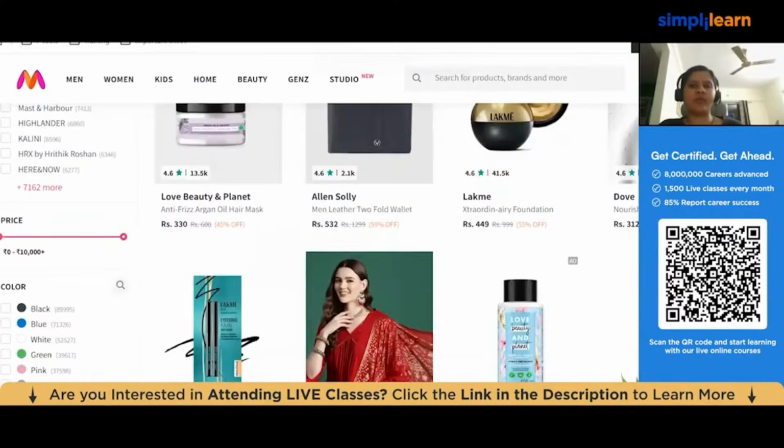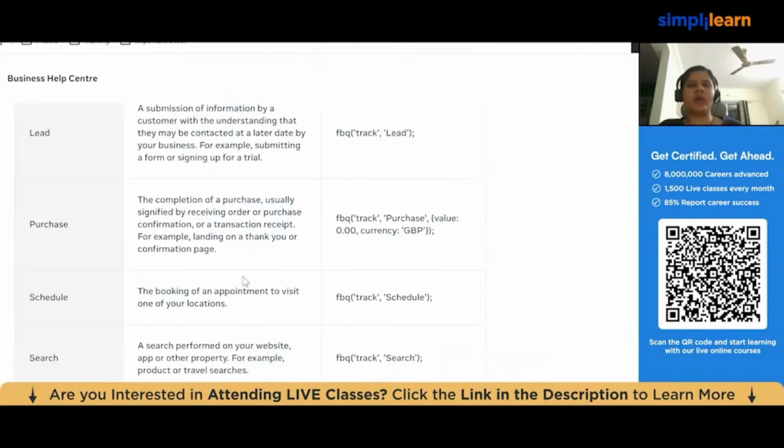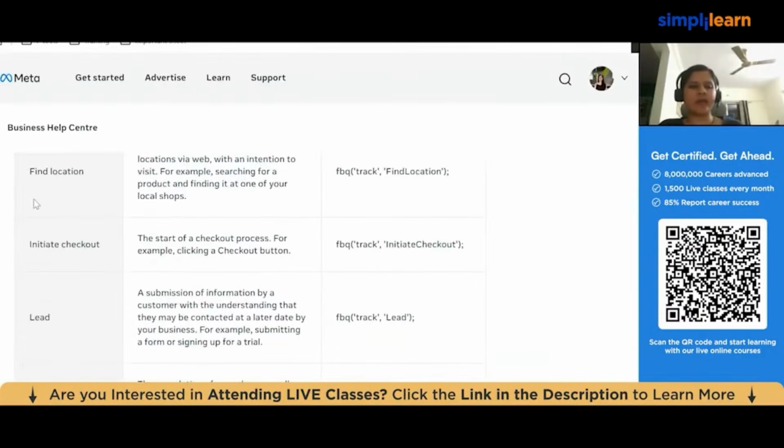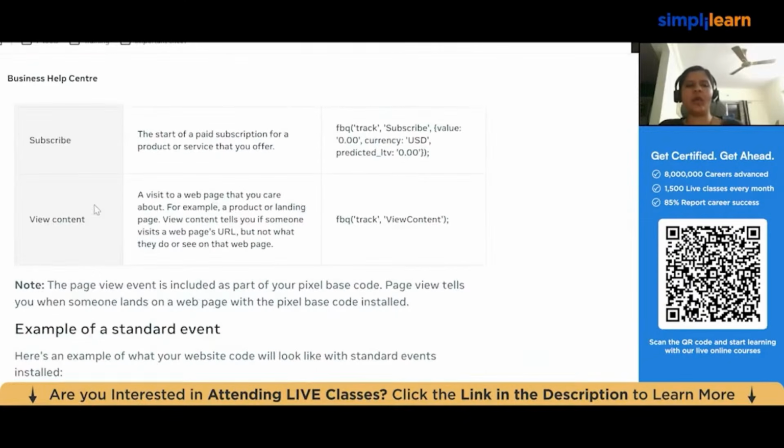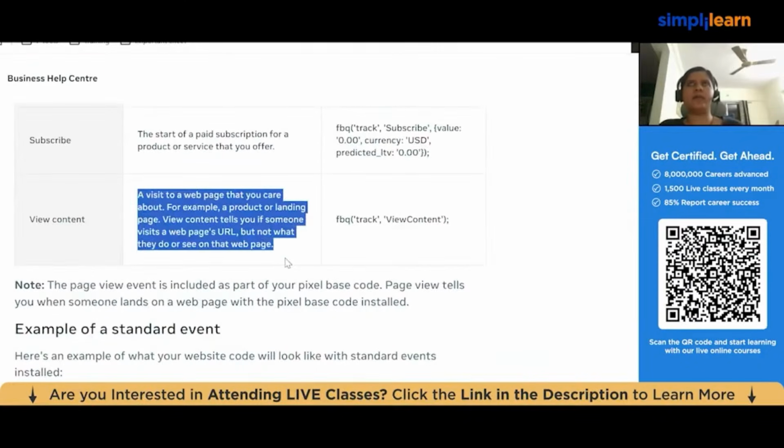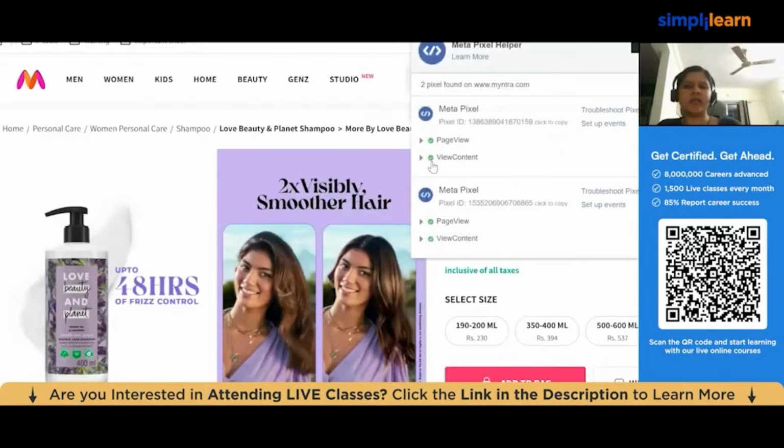Now apart from page view code, as I told you, let's say Jessica has also given add to cart code. Jessica has also given view content code. Basically view content code is given to fetch data of what specific product pages a user has visited, right? So now she will have to check if the view content code is firing or not. Clearly she can see view content code is also showing up. This green tick mark indicates the codes are placed properly. If you see this in red, that means there's some problem with the code.